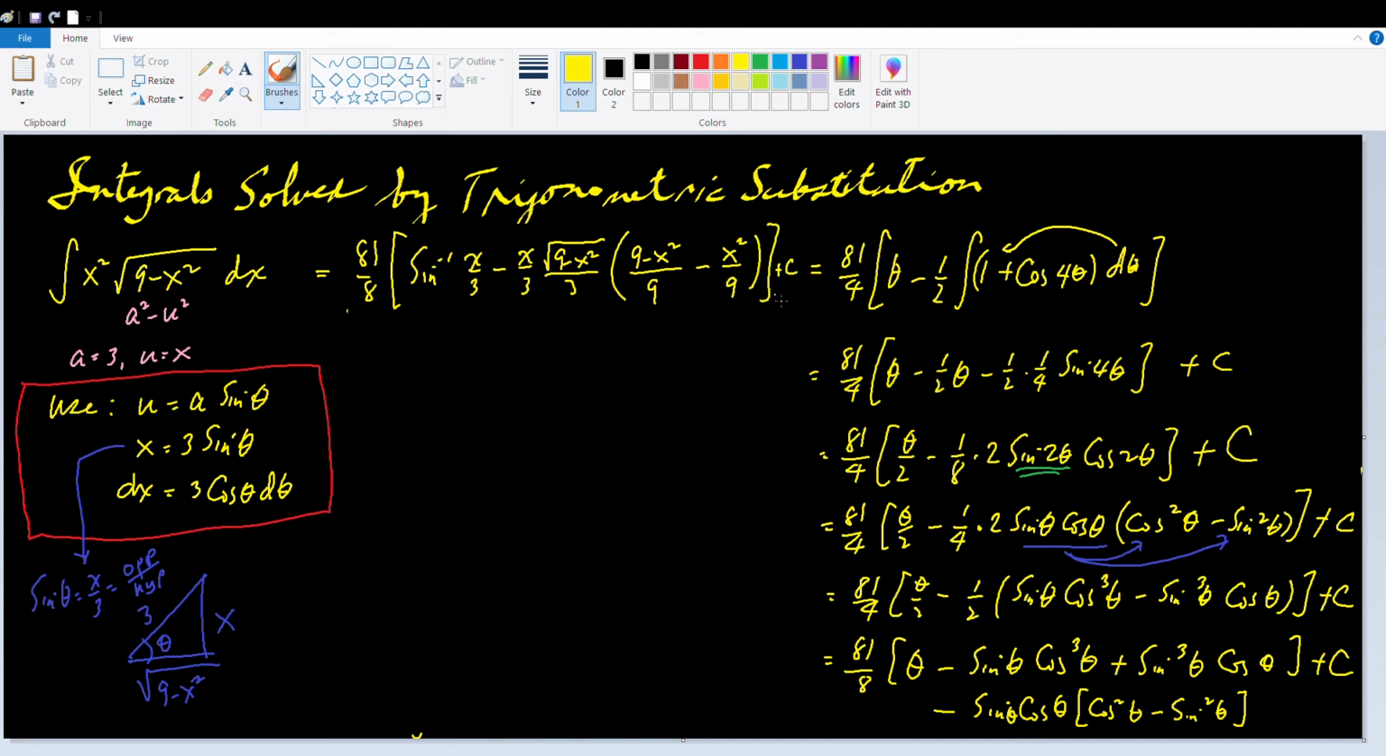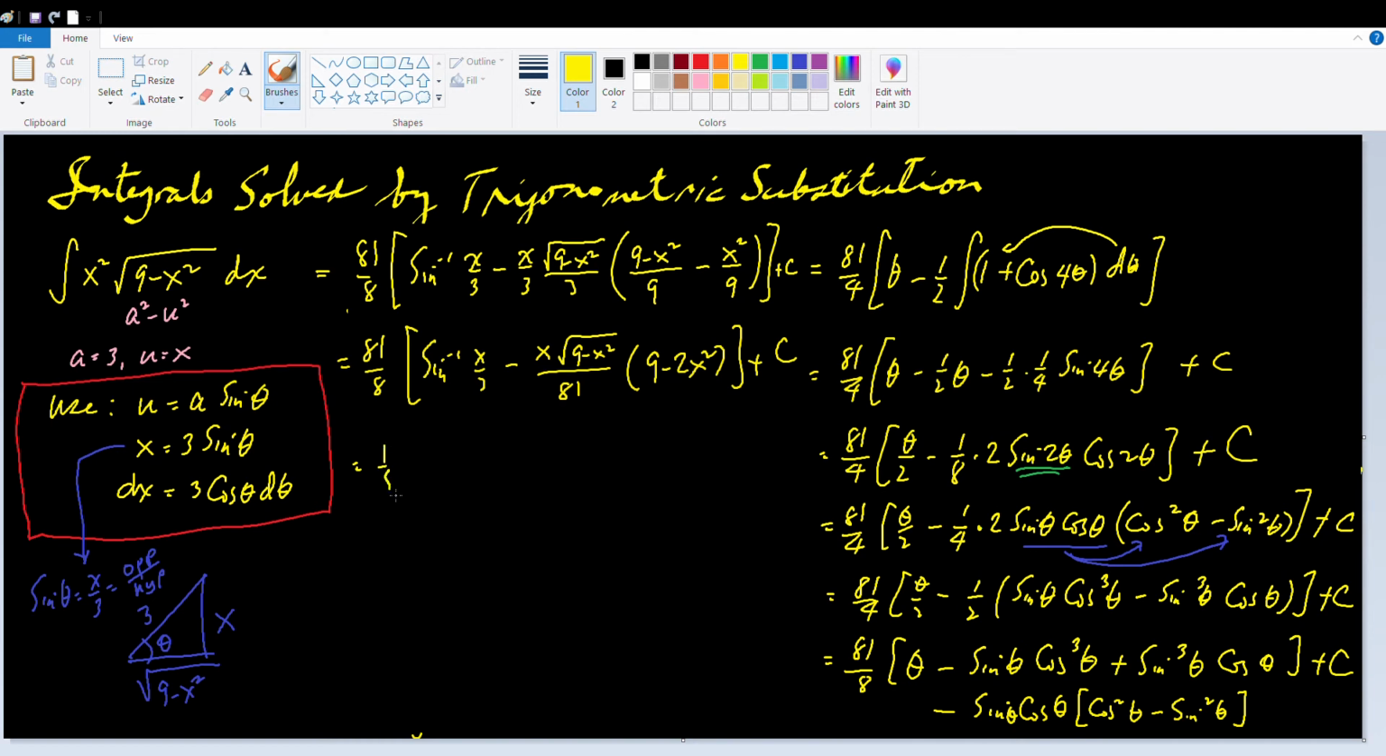Plus c. So 81 over 8 arc sine of x over 3 minus 3 times 3 is 9, then 1 over 9 is 1 over 81. So x square root of 9 minus x squared over 81 times 9 minus x squared is 9 minus 2x squared plus c. Okay, we can distribute 81.